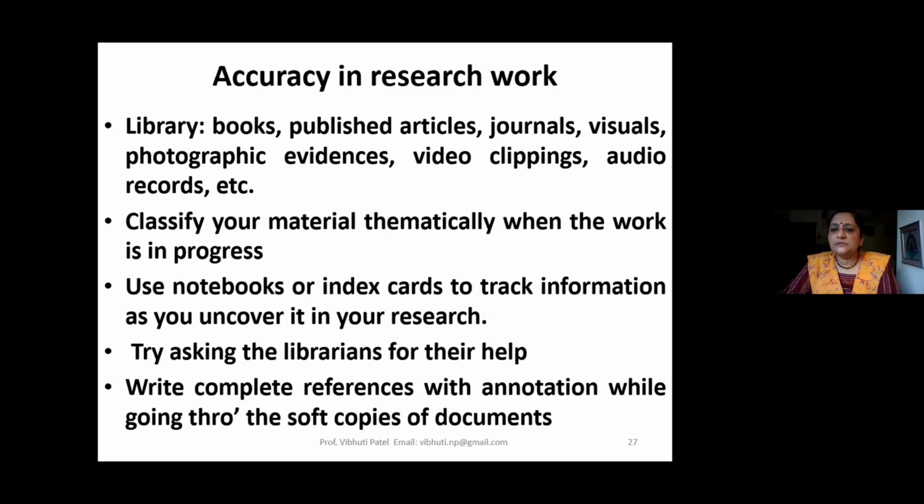Write complete references with annotation. Don't leave it to the end. Whenever you come across any useful data, information, quotation or article, immediately write the complete reference: author, title, year of publication, place of publication, number of pages. If it's an edited book, you have to write the pages from where the chapter starts till it ends. If it's a journal article, you have to write the volume, the number, and the pages. If it is one page, you write P, and if more than one page, you write PP. So do the complete references, otherwise you will end up wasting a lot of time later on when you start writing.